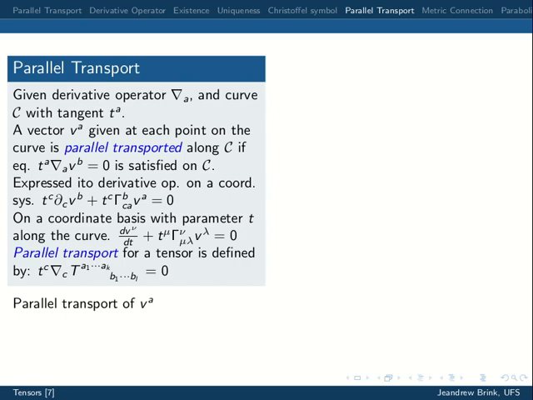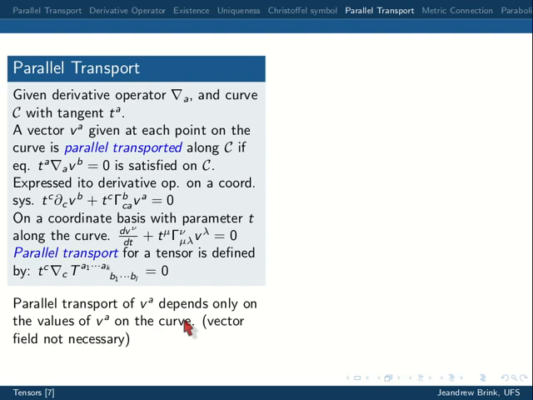Okay, so for example, the parallel transport of a vector V^A depends only on the values of V^A on the curve. To be able to do this, you don't necessarily have to have a vector field everywhere. You simply have to know the values of the components of V^A on the curve to be able to parallel transport it. And what that means is that this equation is basically an ordinary differential equation.